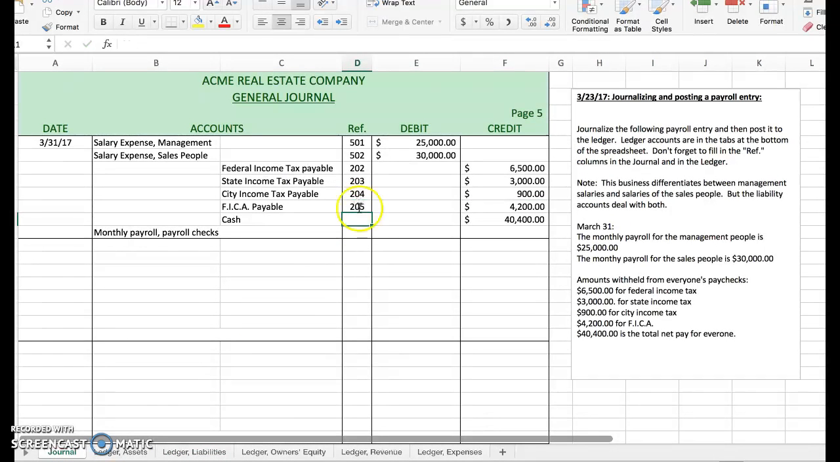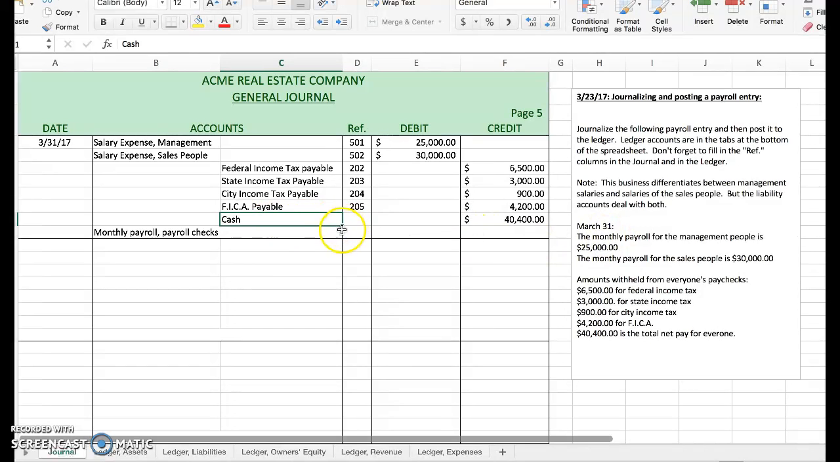Okay, so we don't do this twice, because as this says over here, the amounts withheld from the employees' paychecks were this amount of money for all of them, not just half of them. If we do two separate entries, we're doubling the liability accounts, and that's not going to help us. We don't want to do that.